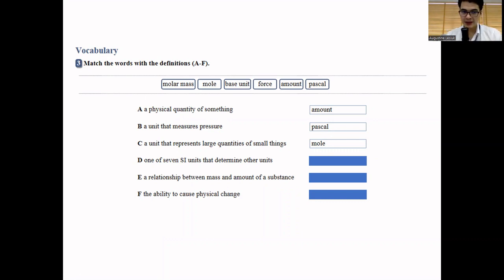Next, one of 7 SI units that determine other units. This one is a base unit. We were talking about base units earlier, like kilograms, seconds, and meters. Those are base units. Next, a relationship between mass and amount of a substance. We call that a molar mass, right? And the last one, the ability to cause physical change, is force. So physical change like moving something or dropping something and so on. Those are the answers for this segment. Now we're moving on.